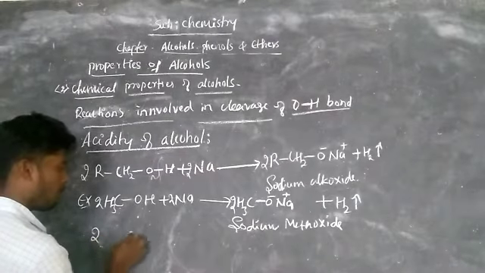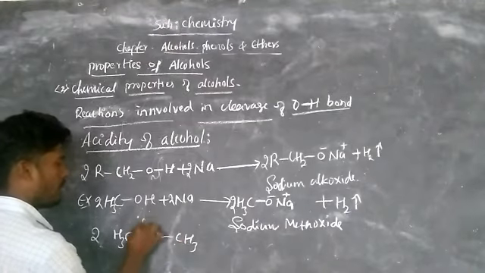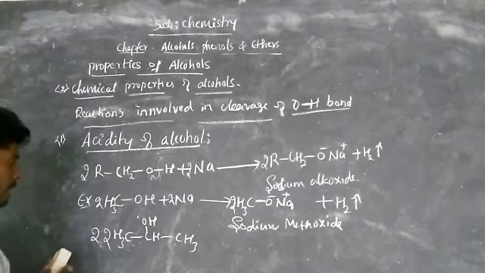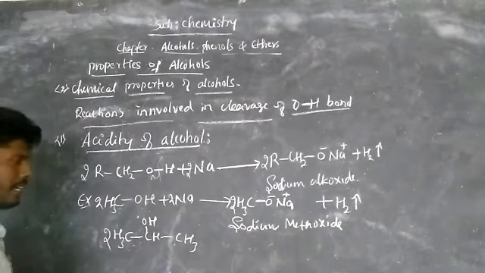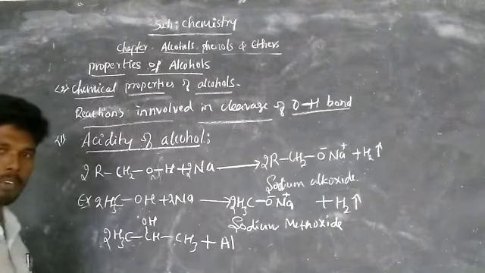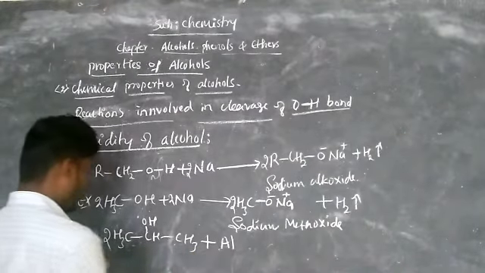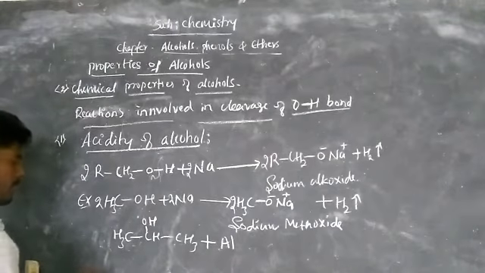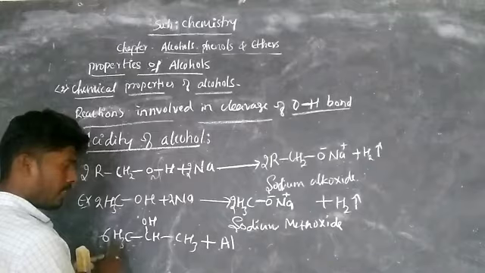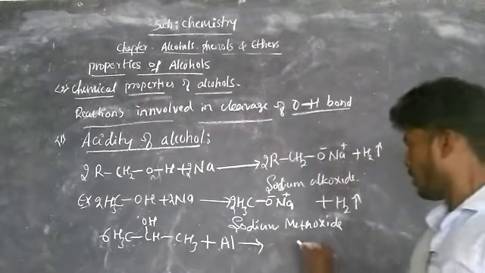If you take a secondary alcohol, CH3 CH CH3 OH, this is a secondary alcohol, right? Similarly, I take two equivalents. The secondary alcohol is again treated with either sodium, potassium or aluminum, any metal. Take aluminum, your wish, anyone. If you are taking aluminum, take 6 equivalents here to balance the chemical reaction. Now 1 equivalent of aluminum reacts with 6 equivalents.